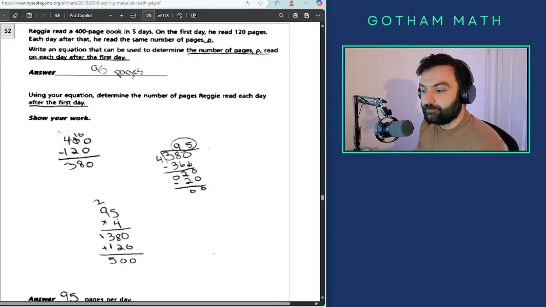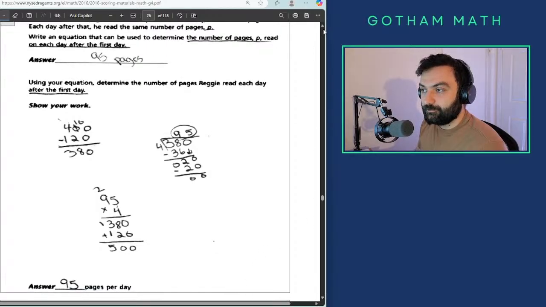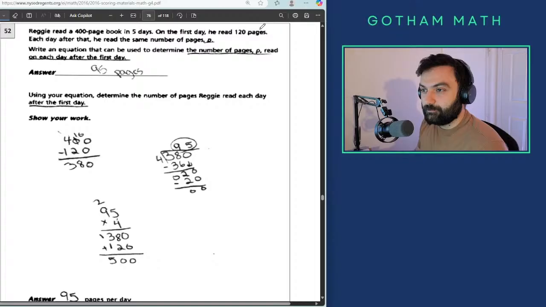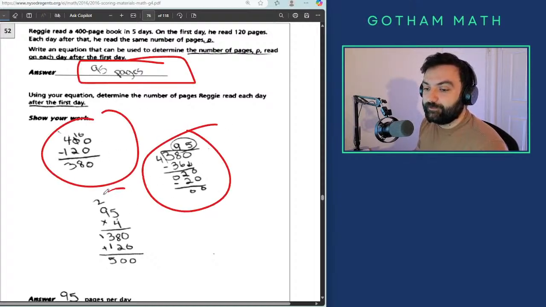Wait, where did he get 95 pages? 4 divided by 380? Where is it 380? Where's 380? Oh, I know what he did. He subtracted. Wait, what? That's true. No. First of all, they say write an equation. This is not an equation. No work. What is that? What is that? All wrong.